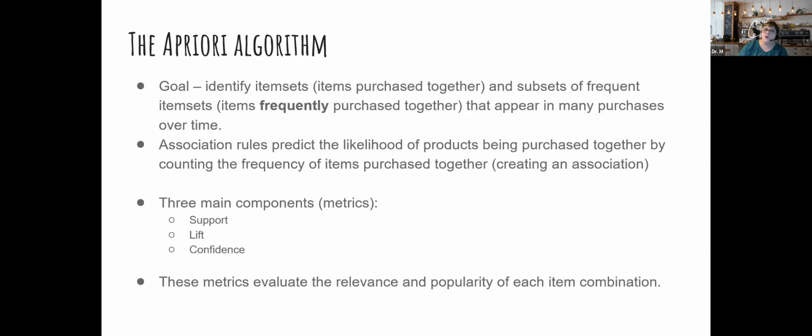Now, there are three metrics or components that we care about when we talk about this algorithm: support, lift, and confidence. These metrics can be applied to different aspects of the algorithm. For example, if I were to say, if I buy eggs, I will buy milk, it's an if-then statement, just like in programming. I can determine the support, lift, and confidence for that statement.